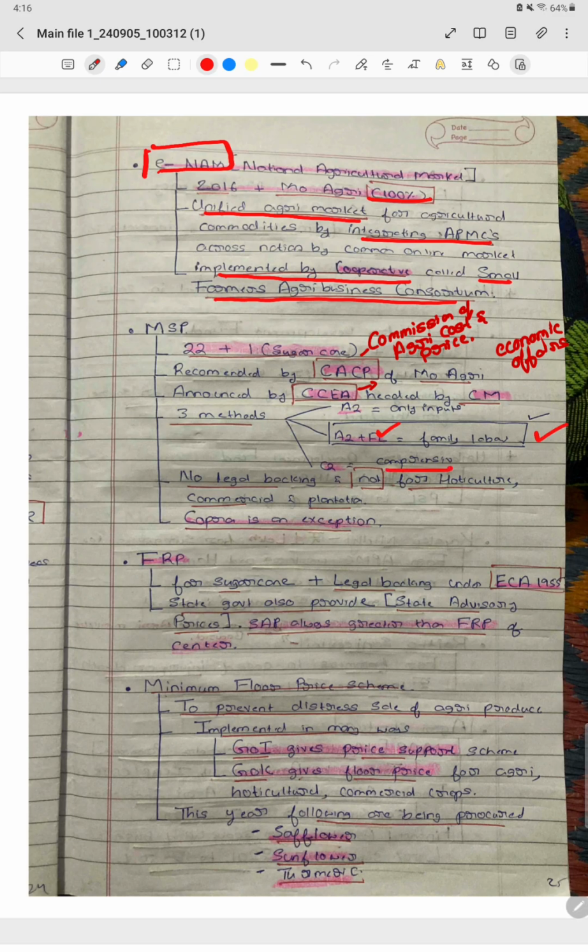Currently the farmers are demanding 1.5 times of C2, but actually the government is giving 1.5 times of A2 plus FL. So this is currently in application, and the farmers were demanding the other. Then there is no legal backing for this MSP, and it is not for the horticulture crops, because we have different schemes for horticulture. It is not applicable for horticulture, commercial crops, and plantation crops. But copra is an exception under this.